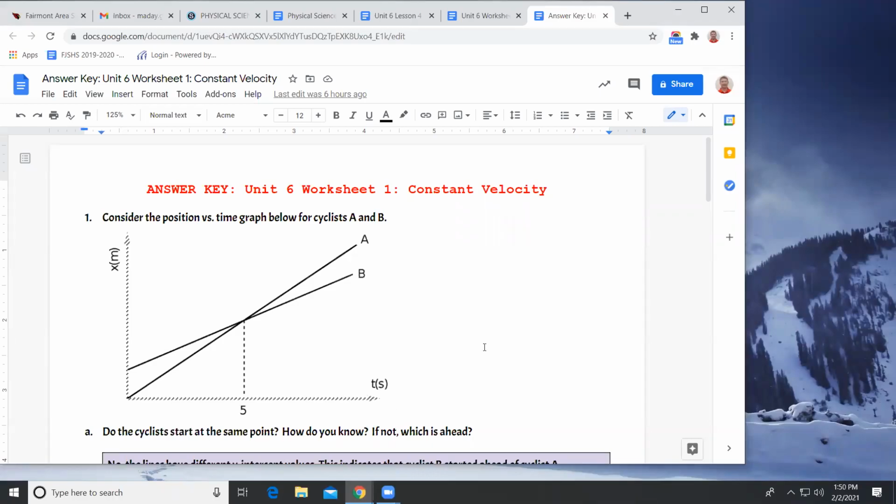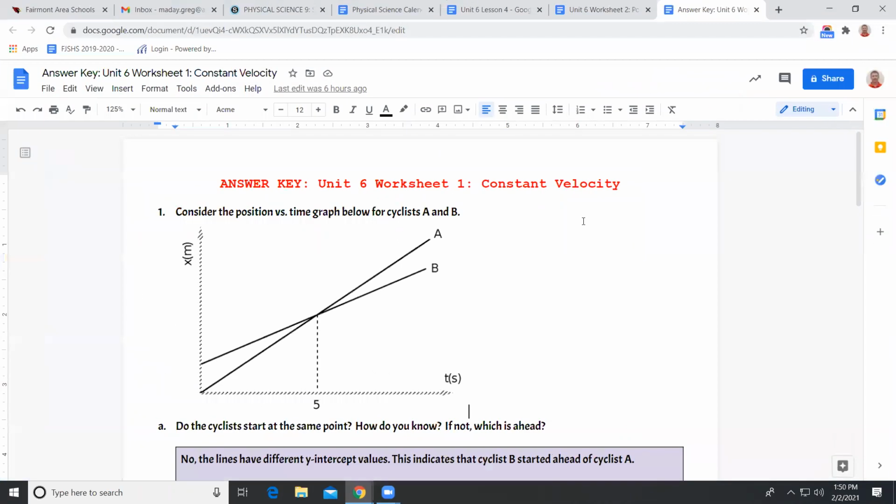All right, so what we'll do is we'll go through the constant velocity, the Unit 6 worksheet 1. I'll go through and try and hit the key points. We'll go through each of the questions. I'll annotate on the graph to try and show what the answers are and why the answer is what it is. So let me pull up my annotate.